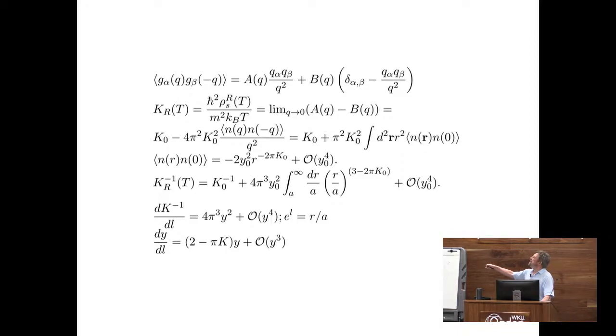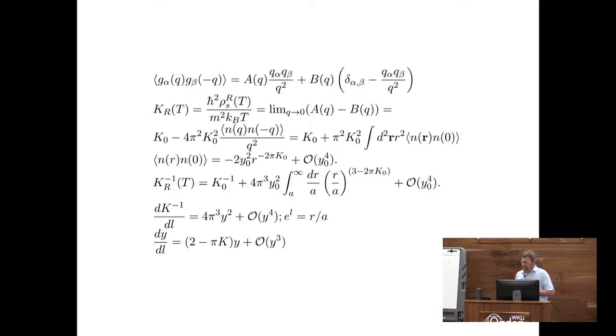And this can be calculated as the limit as Q goes to 0 of the difference between this A of Q and B of Q. And in turn, this can be written in terms of a vortex-vortex correlation function. This n of q, n of minus q correlation function divided by q squared, taking the limit as q goes to 0, which can be converted to this expression here in real space, which is more convenient.